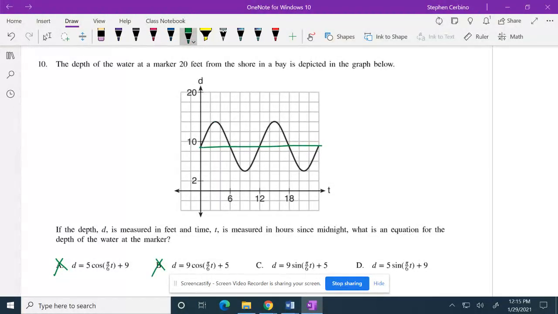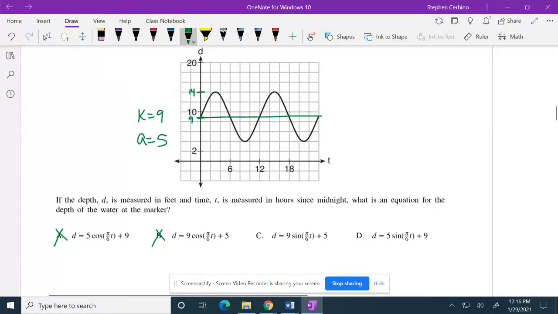Now, what is that middle value? So the k value here is 9. The a value is from 9 up to 10, 12, 14. So from 9 to 14 is 5. So which function has an a value of 5 and a k value of 9, which also represents a sine function? It is D. Notice we didn't really care what the period and stuff was because they all have the same b value.